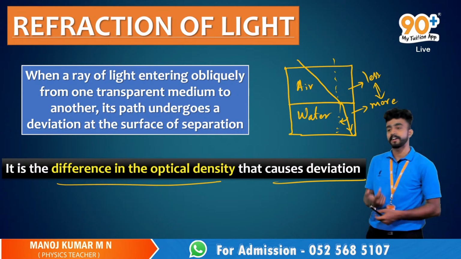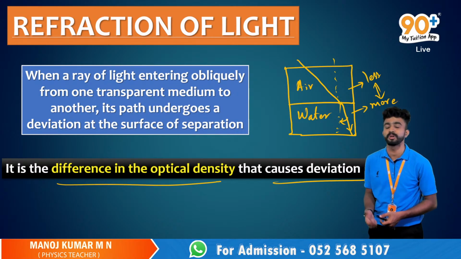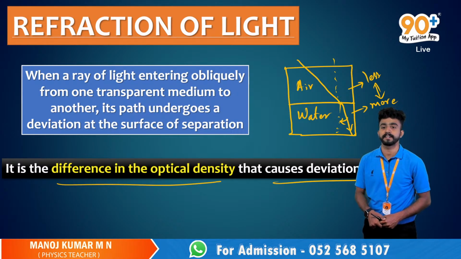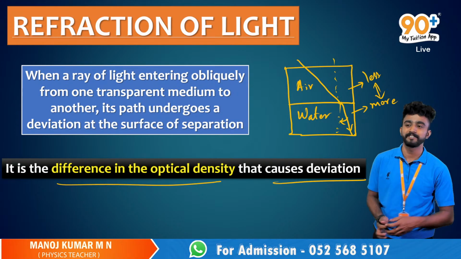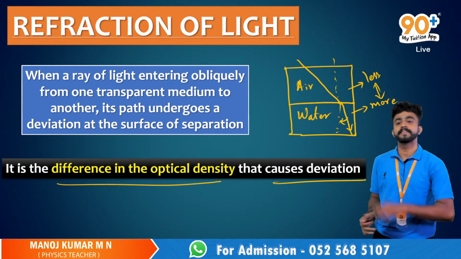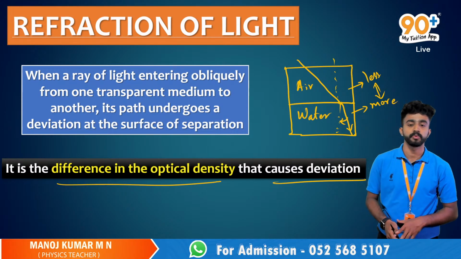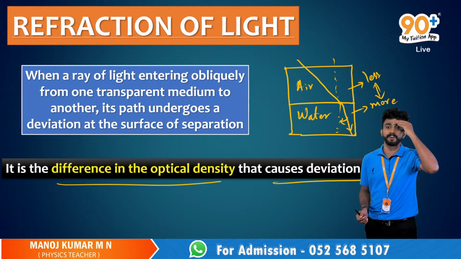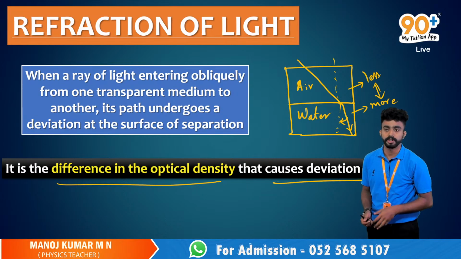You should be aware of the speed of light in air or vacuum, which is none other than 3 into 10 raised to 8 meters per second. The remaining values will be given. If there is a question related to it, the value will be given in the question itself. Don't worry about it. Don't think you have to remember all the values by heart. No, not required.